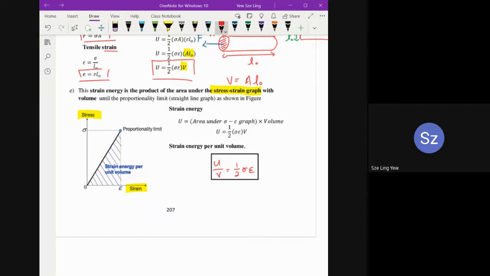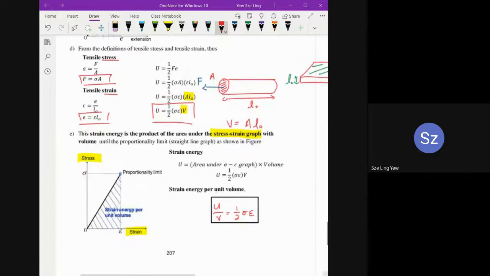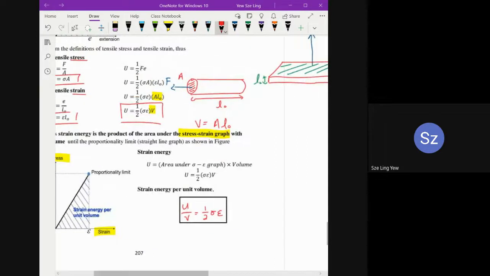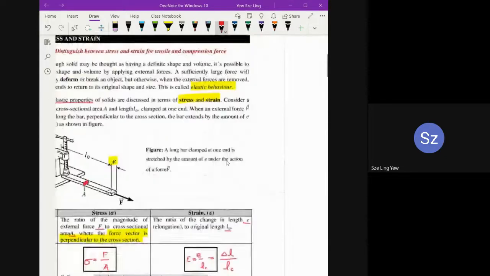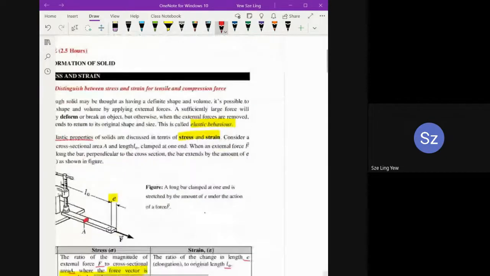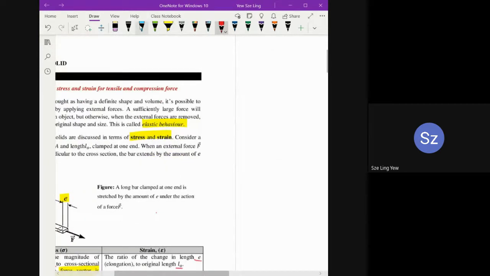So basically, what have we learned in this chapter? Let me go back again. I'm going to do a quick summary with you guys. What have we learned in this chapter? We learned about stress and strain.